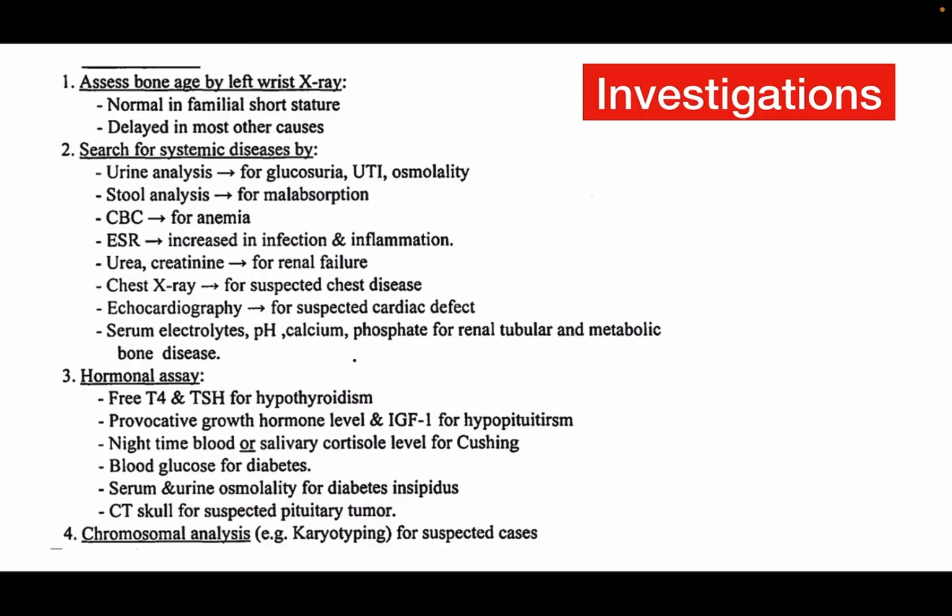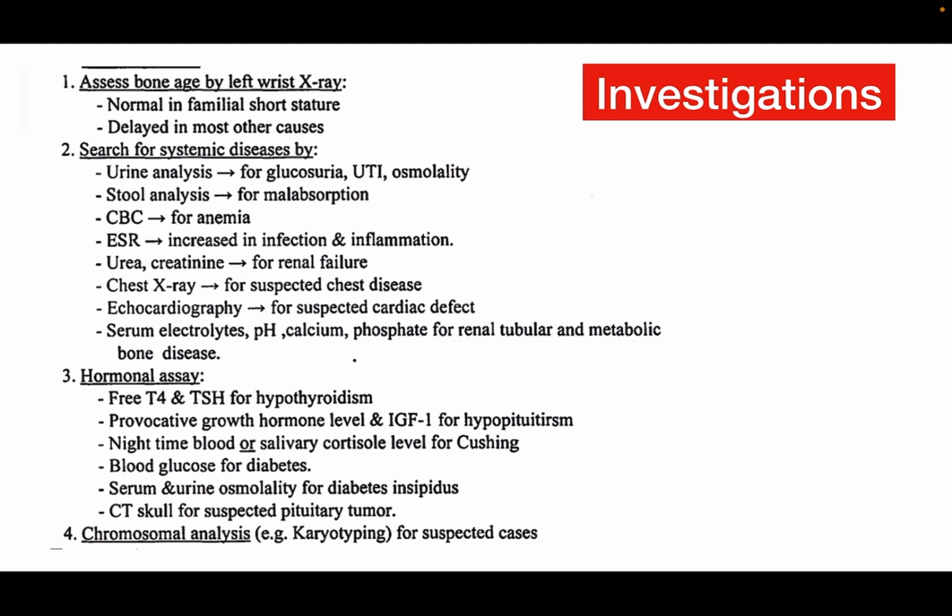Investigations: assess the bone age of the child by left wrist X-ray after infancy. In newborn, we use knee X-ray. During infancy, we use shoulder. Search for systemic diseases by doing CBC, CRP, urine examination, stool analysis, ESR, RFT, chest X-ray, echocardiography, serum electrolytes, pH, calcium, phosphate and RBS. Hormonal assays are the second line investigations after ruling out the common causes: thyroid profile, growth hormone levels, serum and urine osmolarity, CT skull for suspected pituitary tumor.